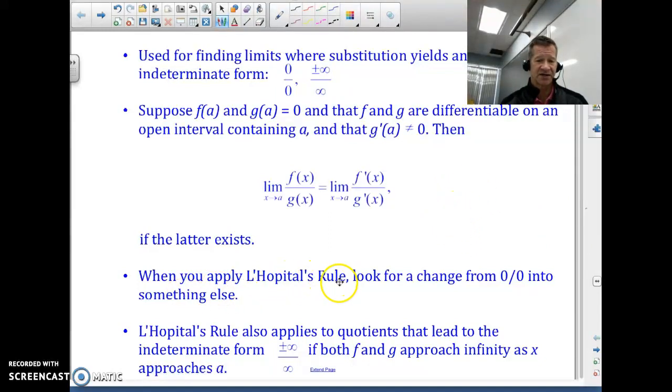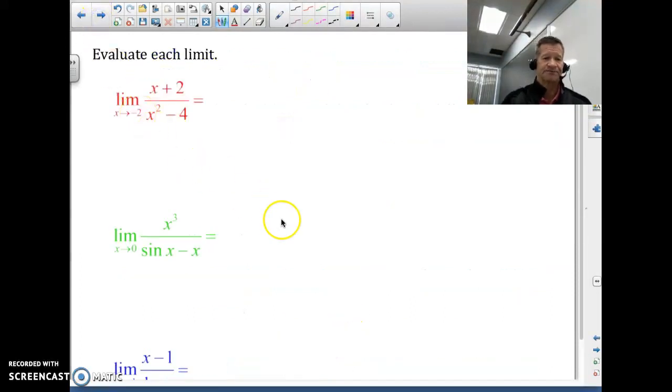So when you apply L'Hopital's rule, look for a change from 0 over 0 into something else. If you do L'Hopital's rule and it's still 0 over 0, then you can do it again. Now, most of the examples I'm going to do are 0 over 0, but you'll also see in your book there are some times when you substitute and the top approaches positive or negative infinity and the bottom does also, and you can use this same approach. So let's check it out.